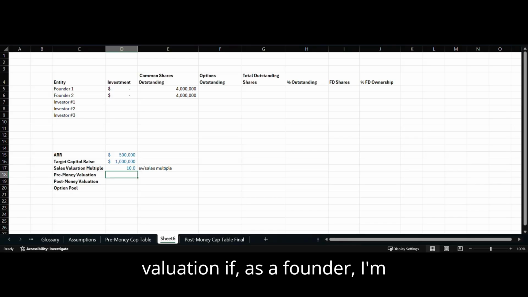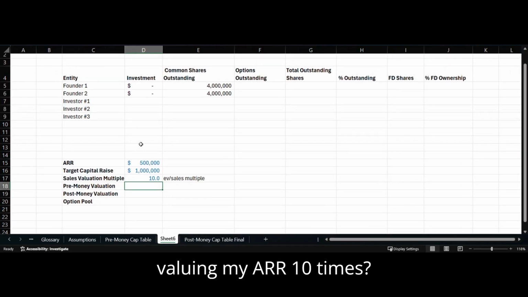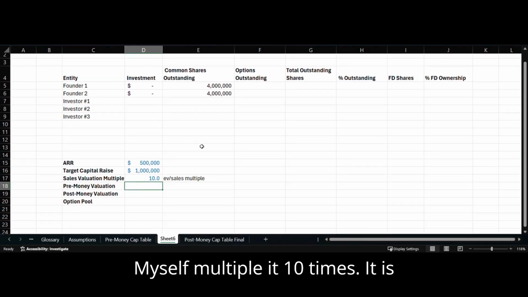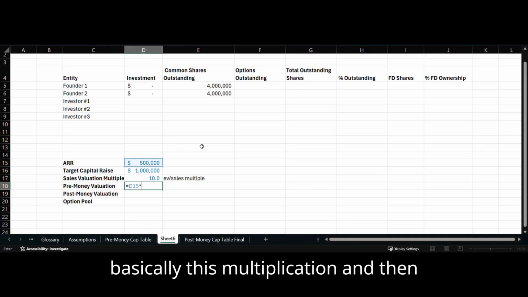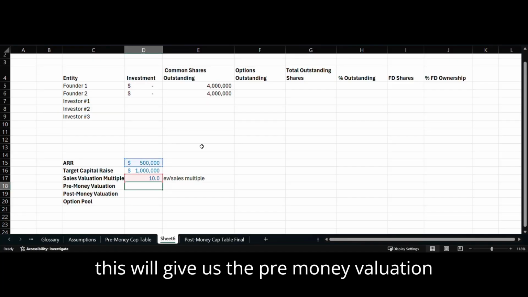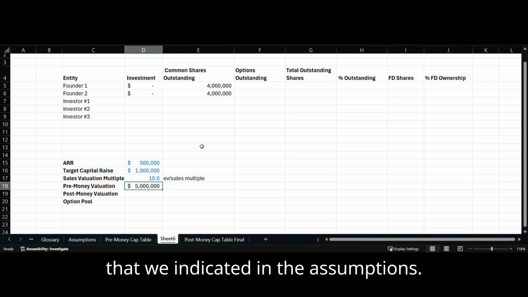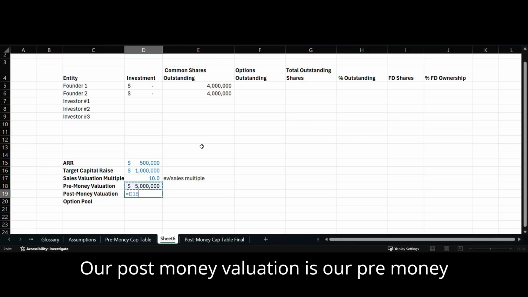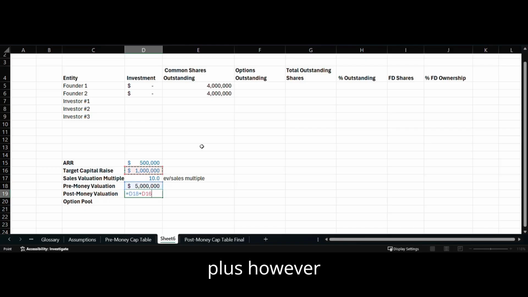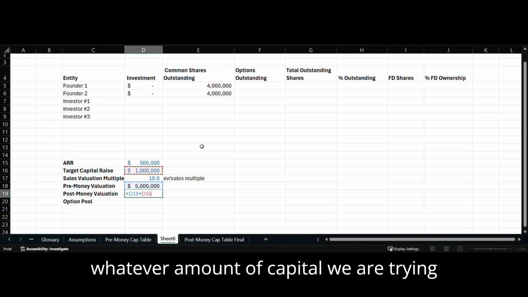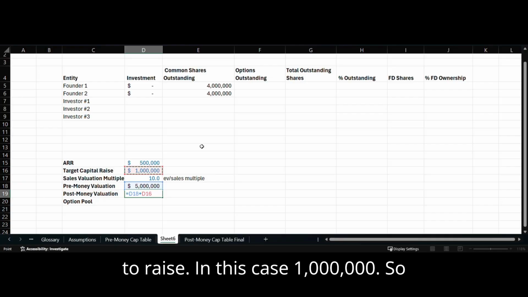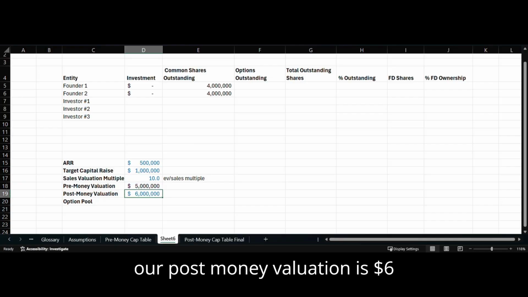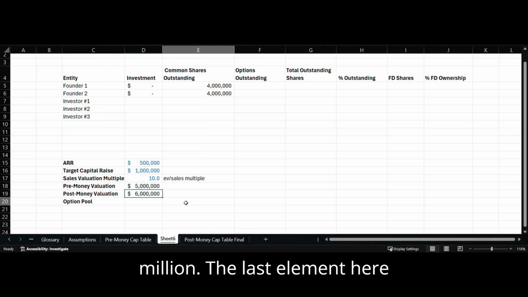So what's my pre-money valuation? If as a founder I'm valuing my ARR at 10 times, my sales multiple at 10 times, it is basically this multiplication, and this will give us the pre-money valuation that we indicated in the assumptions. Our post-money valuation then is our pre-money plus whatever amount of capital we are trying to raise. In this case, 1 million. So our post-money valuation is $6 million.